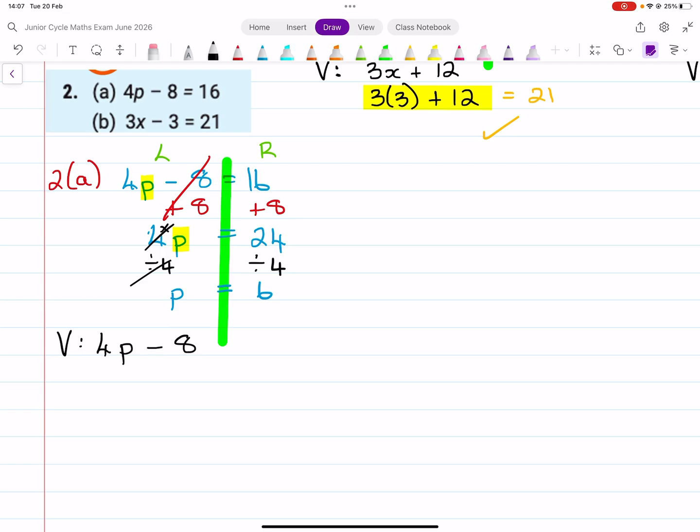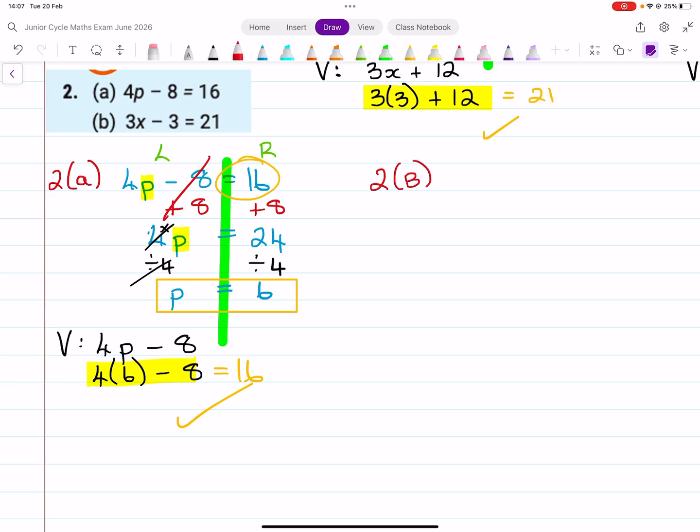4p minus 8 becomes 4 bracket 6 minus 8. So 4 bracket 6 equals that minus 8. And I've typed that in. And according to here, it should be 16. And my calculator says 16. Which means that's right. And then the last one is 3x minus 3 equals 21.